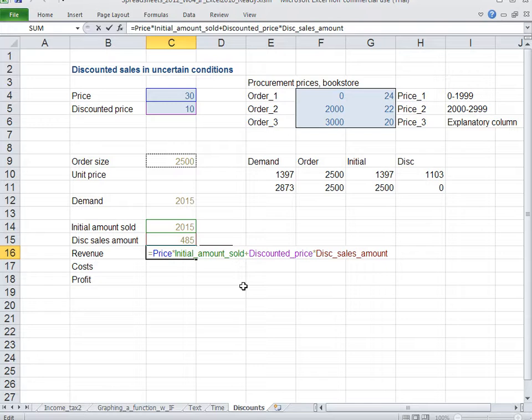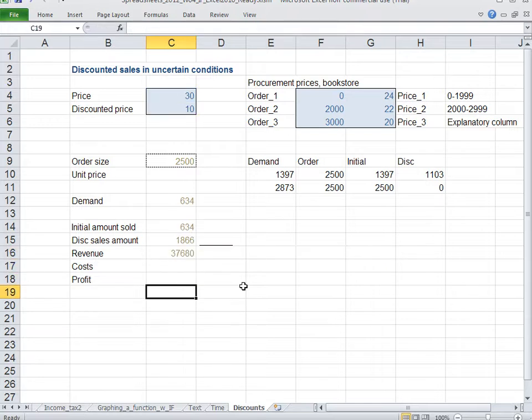Okay. And when we're clicking on the F9 key, we can see that all the time it makes up a new demand, and if the demand is bigger, like in this case, than the order size, we get the initial amount sold. Everything is sold at a full price and nothing with a discount. And if our demand is really small, some of it is sold with a discount, and it will always result in a different revenue.